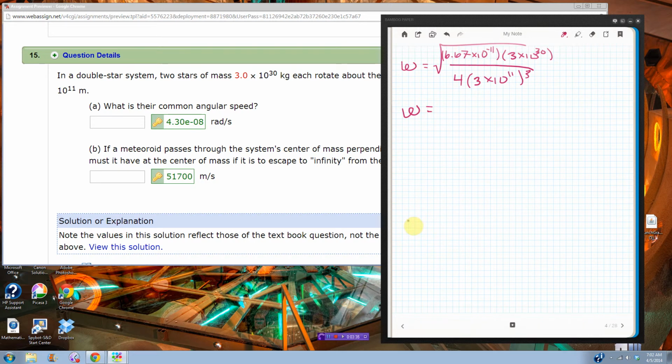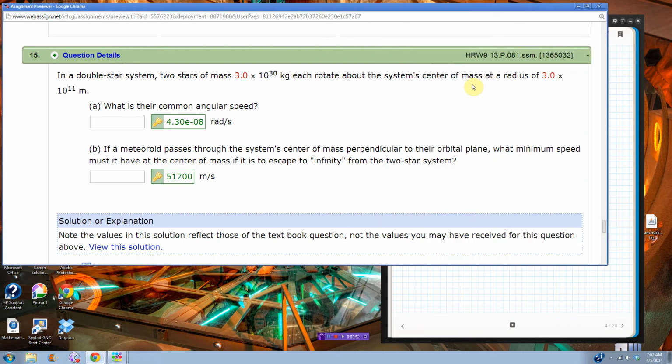And I get 4.30 times 10 to the negative 8, which is what I got over there. 4.30 times 10 to the negative 8 radians per second. Notice this is a common angular speed because they both have that speed.